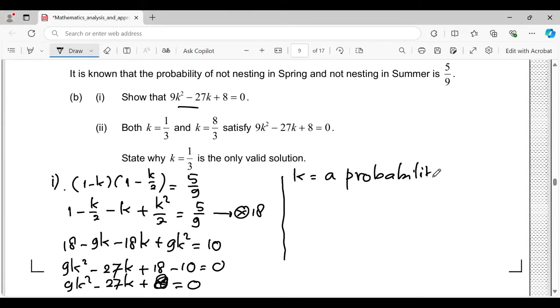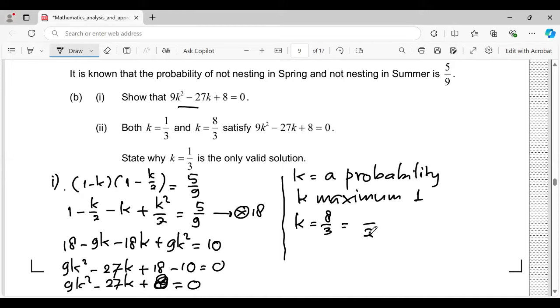Okay, and it means the maximum k is 1. Okay, and it means if k equals 8/3, this number is over 1.